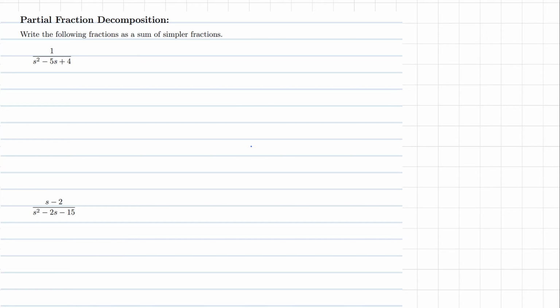So we can write this as a sum of simpler fractions. All we have to do is factor the bottom, because the bottom factors, so it's possible to write it as a sum of simpler fractions, okay? So let's factor the bottom. We have s squared minus 5s plus 4. Squared means we'll have 2 binomials. 4 means 4 times 1, and 4 and 1 make 5, so minus, minus.